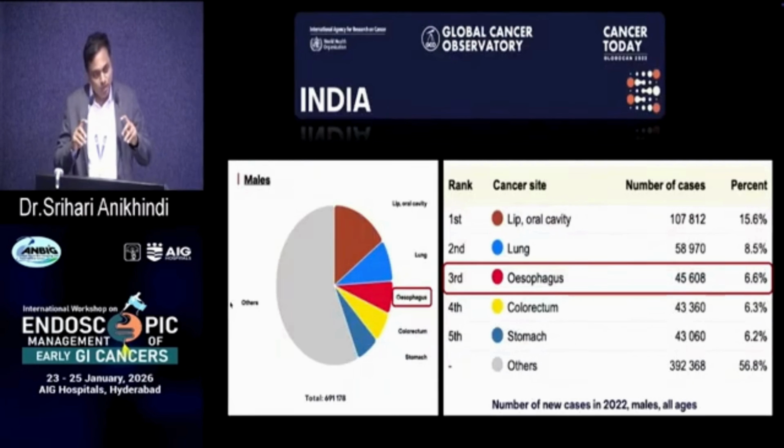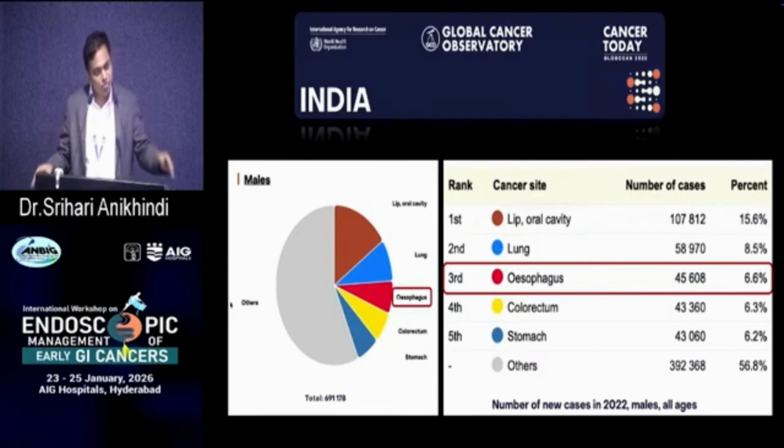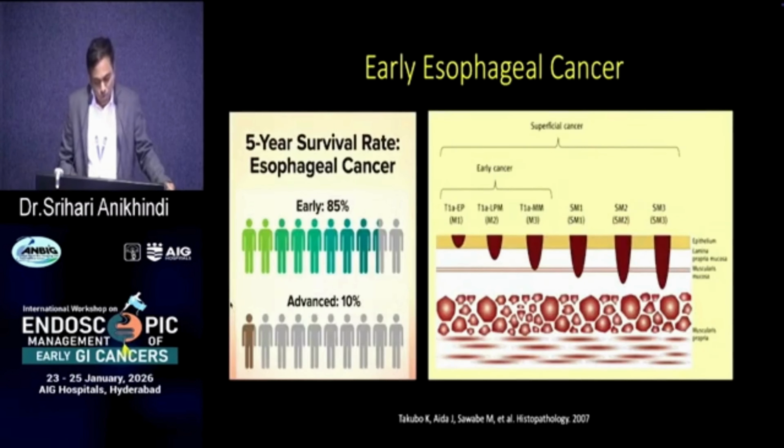So if you look at esophageal cancers, we keep talking about early gastric cancers, but I think for us as a region, as a country, esophageal carcinoma is extremely common. It's the third most common cancer among males in this country. And I think we need to focus on this aspect also. So if you talk of 5-year survival rates for esophageal cancer, in an advanced cancer, the survival rates are hardly 10%. But for early esophageal cancer, if you are able to detect it, it increases to 85%.